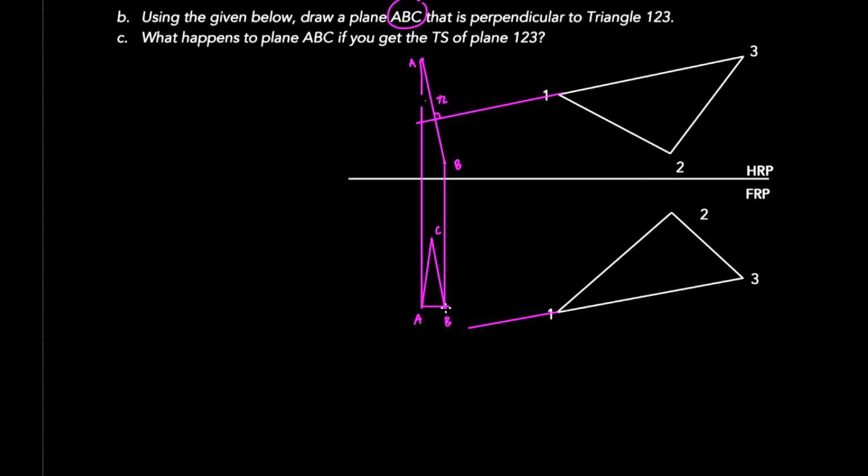And BC should be perpendicular to itong 1, 3. And I want BC to be true length, no? And to make BC true length, dapat si C should be located parallel to or in the same distance to the reference plane as B para maging true length siya. So if I do this, this is now my plane. Sure ako na this plane ABC is perpendicular to plane 1, 2, 3 because 1, 3 is perpendicular to BC, which is true length. Tapos 1, 3 is also perpendicular to AB, which is also in true length.